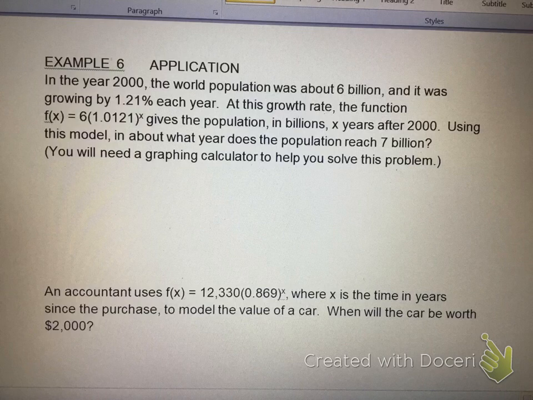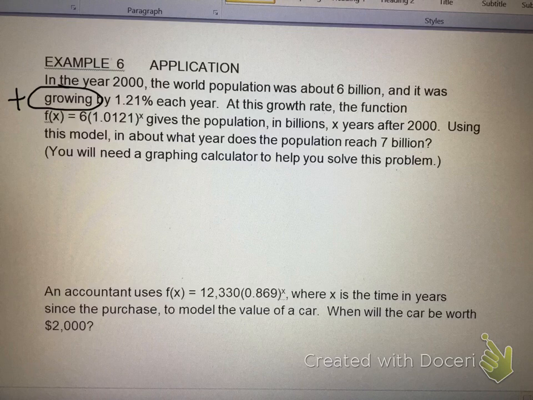All right, let's read the very top application. It says, in the year 2000, the world population was about 6 billion. And it was growing. I want you to circle the word growing and put a plus sign there. Growing means it's positive, it's increasing. And it's growing by 1.21% each year. At this growth rate, the function f of x equals 6 times 1.0121 raised to the x gives the population in billions x years after 2000. Using this model, in about what year does the population reach 7 billion?